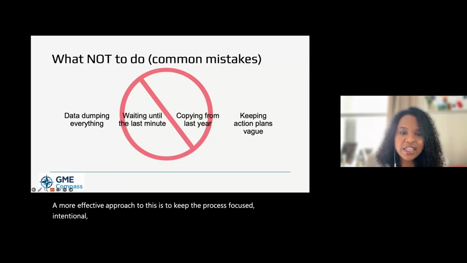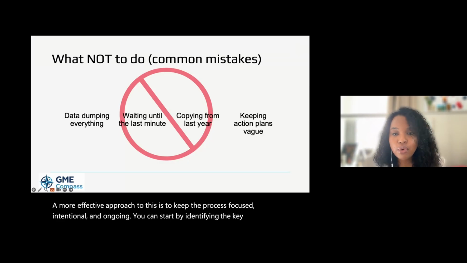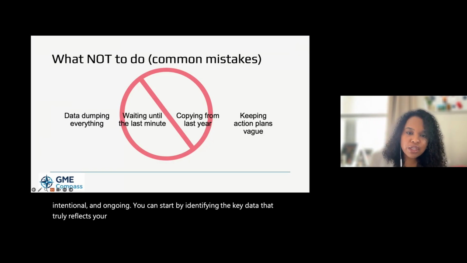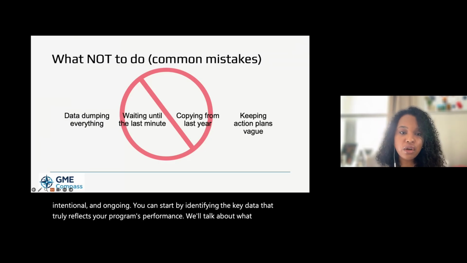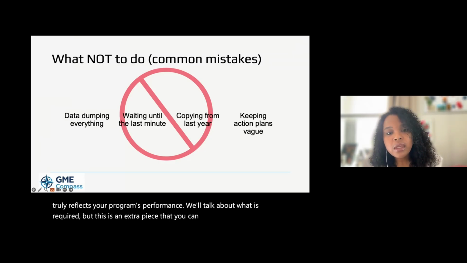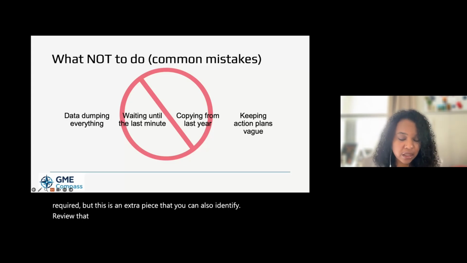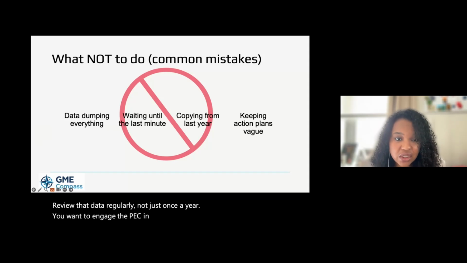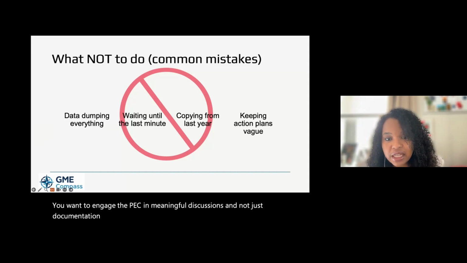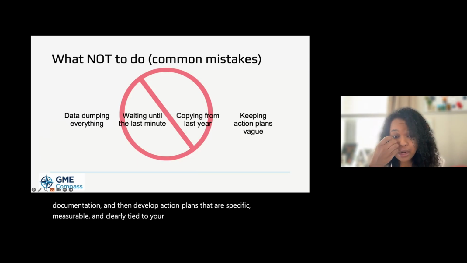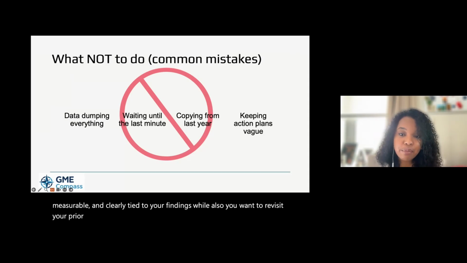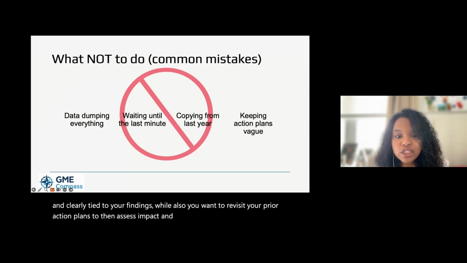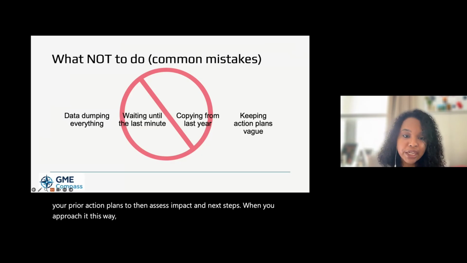You can start by identifying the key data that truly reflects your program's performance. We'll talk about what is required, but this is an extra piece that you can also identify. Review that data regularly, not just once a year. You want to engage the PEC in meaningful discussions and not just documentation. And then develop action plans that are specific, measurable, and clearly tied to your findings. You also want to revisit your prior action plans to assess impact and next steps. When you approach it this way, the APE becomes more manageable and far more valuable to your program.